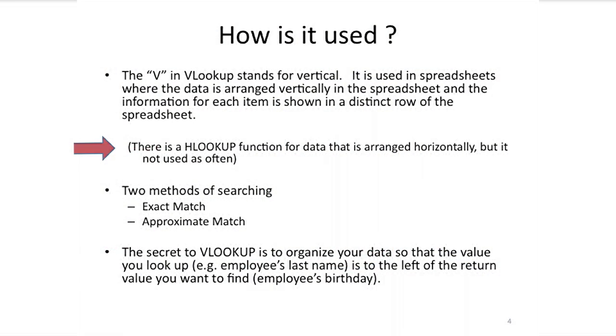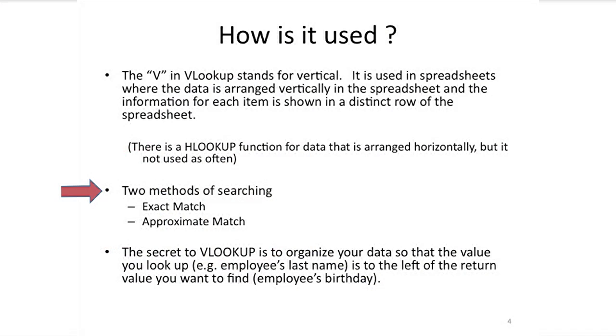There is something called HLOOKUP if your data is flipped on its side and arranged a different way. But we're not going to talk about the horizontal lookup. We're going to talk about VLOOKUP. Okay, and it's much more prevalent for the data to be arranged that way in your spreadsheet, and VLOOKUP is used a lot more than HLOOKUP.